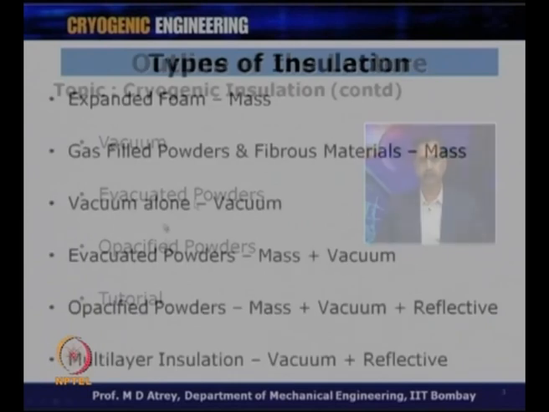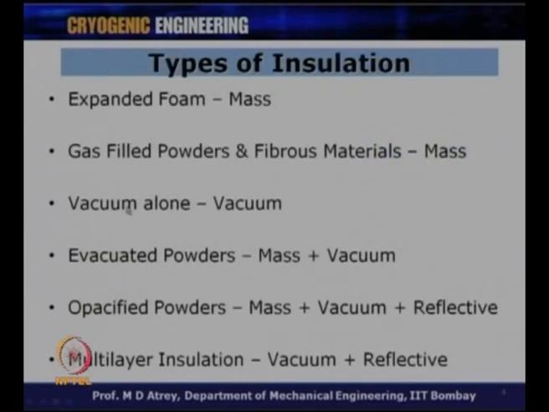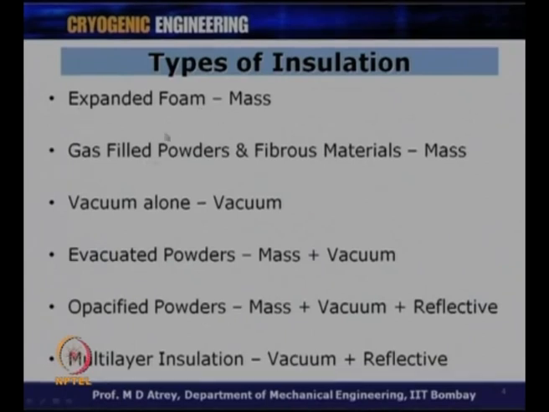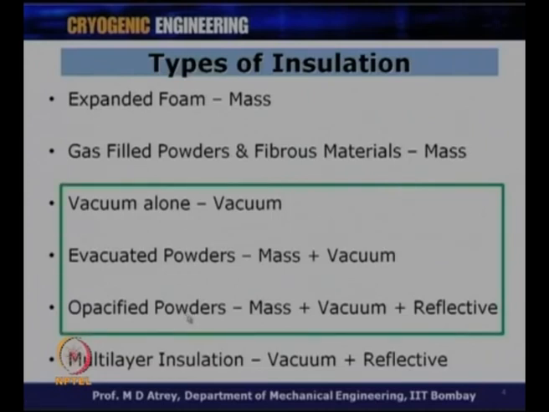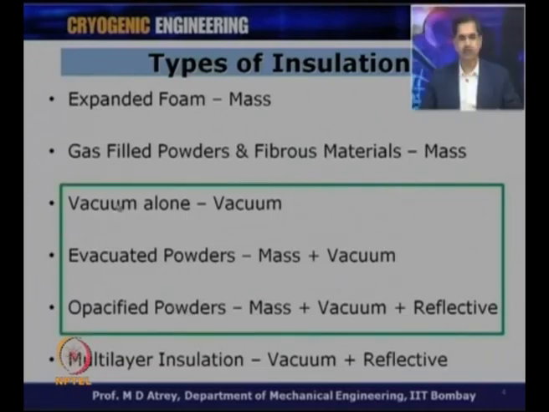different insulations. Just to go back and let you know how many types of insulations we are studying, we went through expanded foam, which is a mass type of insulation. Similarly, gas filled powders and fibrous materials, and both these were covered during the last lecture. And now we are going to cover the vacuum alone, evacuated powder, opacified powder, and then in the next lecture we will have multilayer insulations. So what is going to be covered in this lecture are these three possible insulations.